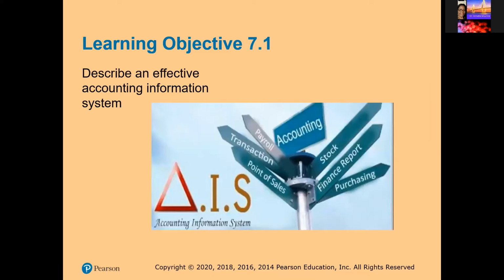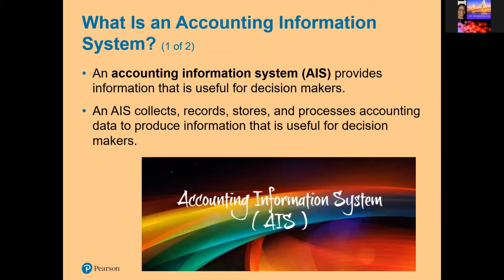Learning objective 7.1, describe an effective accounting information system. An accounting information system, or AIS, collects, records, stores, and processes accounting data to produce information that is useful for decision makers. Businesses must have a way to collect and store data for a large number of transactions, and then use the data to produce reports that investors, creditors, and managers can use to make decisions.